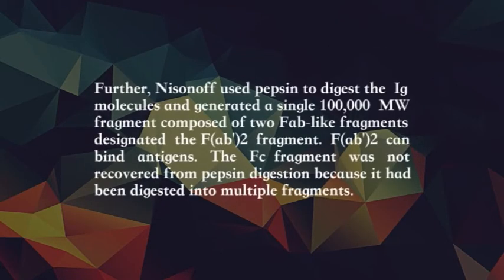Further, Nisonoff used pepsin to digest the Ig molecule and generated a single 100,000 molecular weight fragment composed of two Fab-like fragments, designated the F(ab')2 fragment. F(ab')2 can bind antigen. The Fc fragment was not recovered from pepsin digestion because it has been digested into multiple fragments.